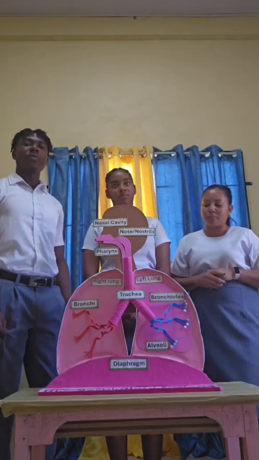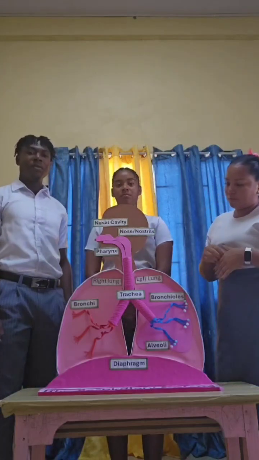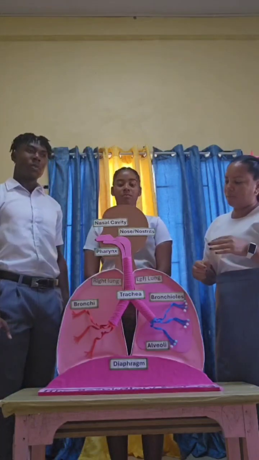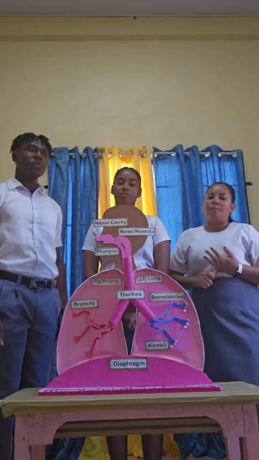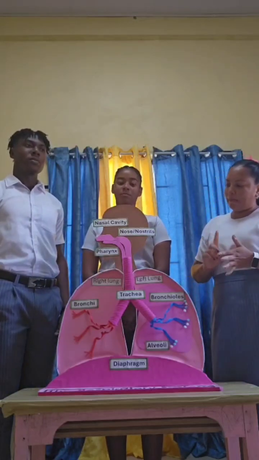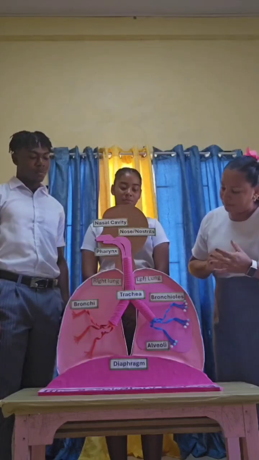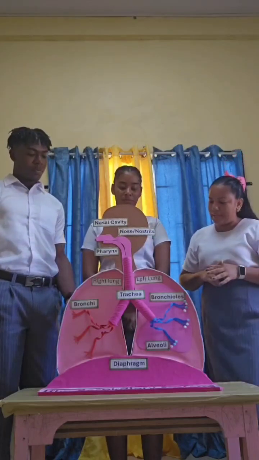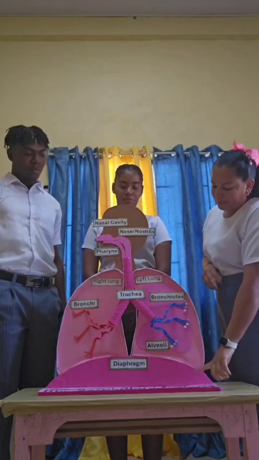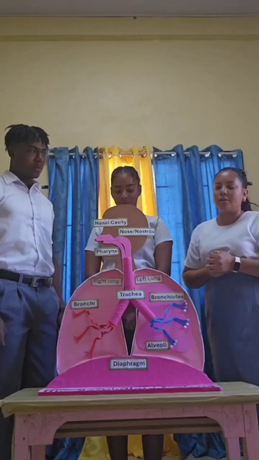Okay, so in order for us to create our respiratory system, we had to use markers, scissors, silicone paste, bounty tissue roll, foam paper, tack, screw, nail, white paper, and marker for the labeling, cardboard also.